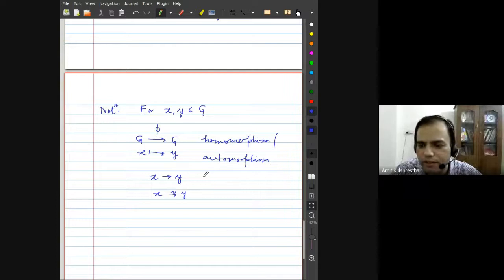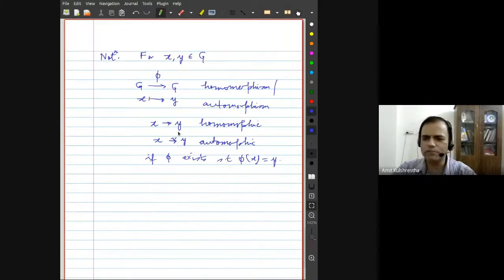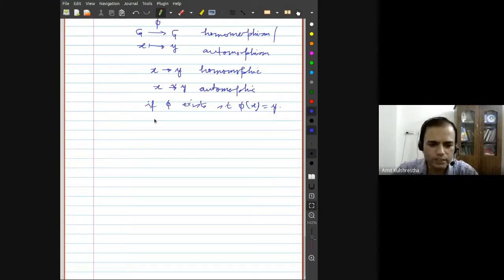So they are homomorphic, automorphic, if phi exists such that phi x is y. This is not a big deal, but it improves the language later on. So two elements are automorphic or homomorphic if there is a homomorphism or automorphism which takes one to another.